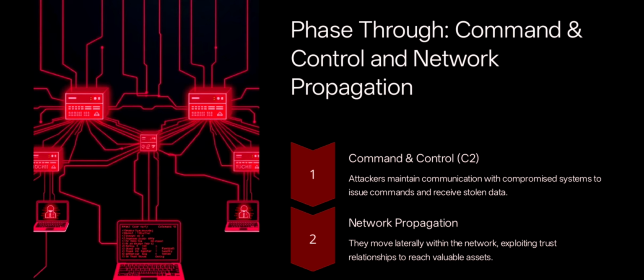Network propagation phase, an in-depth analysis. Network propagation, also referred to as lateral movement or internal spread, is a pivotal phase in the cyber attack chain following the attacker's initial foothold. During this stage, the adversary moves across systems within a compromised environment to expand access, locate valuable targets, and position themselves for maximum impact.